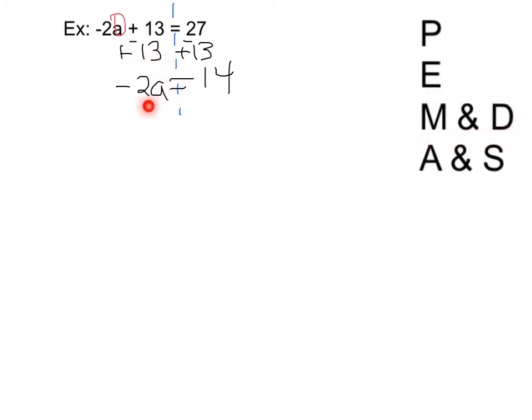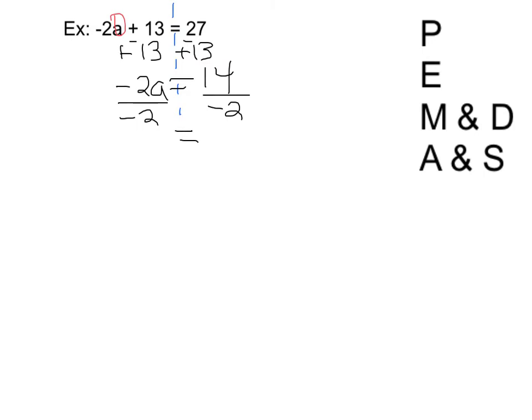I notice that my negative 2 is being multiplied by the a. So I can show that I'm going to divide both sides of my equation by negative 2. If you want to, you could also show that you're using your multiplicative inverse and multiplying both sides by negative 1/2. Remember, those mean the same thing. I'm going to show that I'm dividing by negative 2, but either way is fine. Again, bringing down my equal sign.